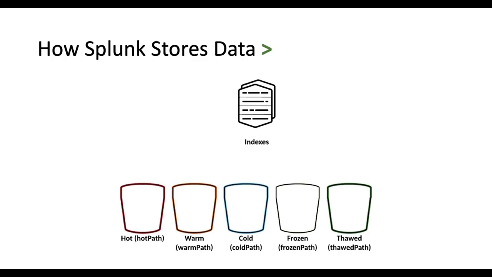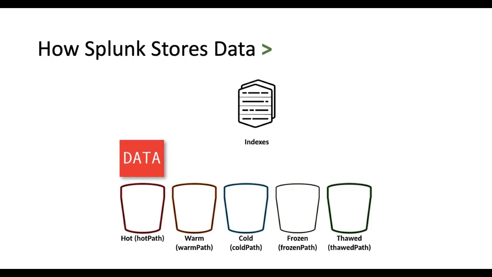Physically speaking, Splunk stores index data in buckets. In Splunk, an index contains compressed raw data and associated index files. These index files are spread out into different directories depending on their age. Splunk calls these directories buckets. There are 6 buckets, but only 5 of them are important for us to talk about. And they are hot, warm, cold, frozen, and thawed.